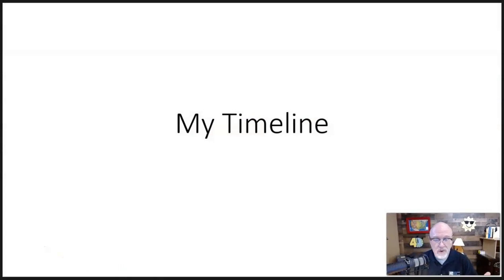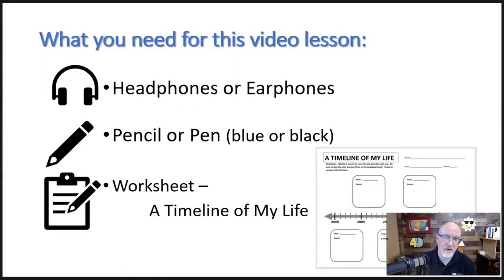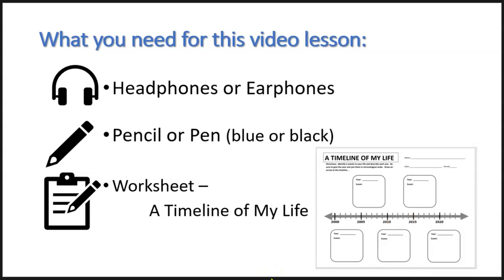All right, so you're going to make a timeline about your life. And as you go through this video, here's what you need. You need headphones or earphones, especially if you're listening to this in the classroom. If you need to find them, you should be able to find headphones in the crate over at the side of the room. You need a pen or a pencil, something to write with. And of course, you need your worksheet, a timeline of my life.